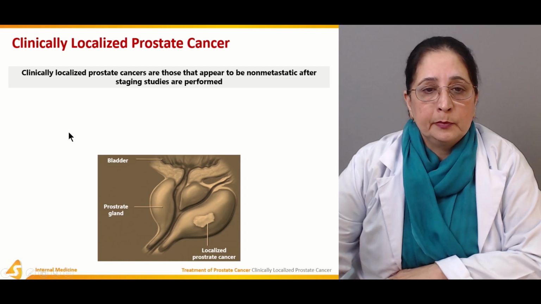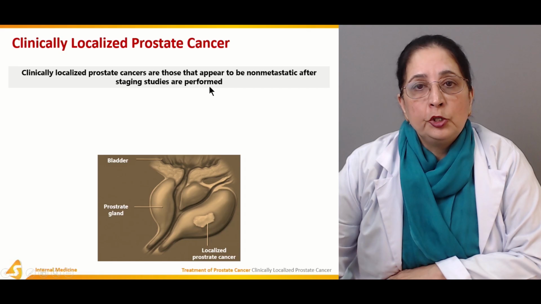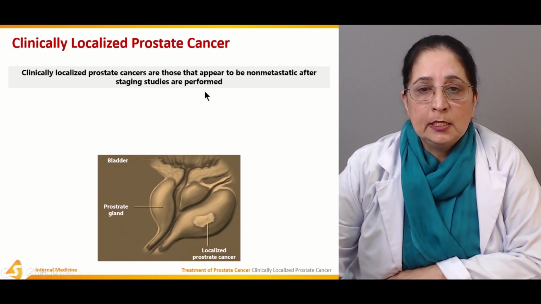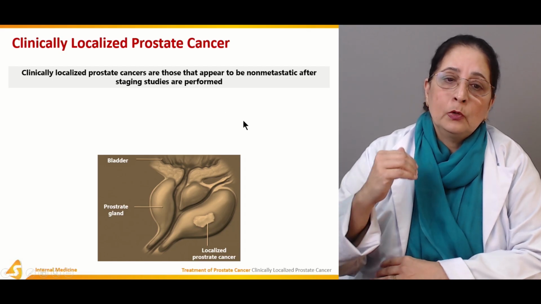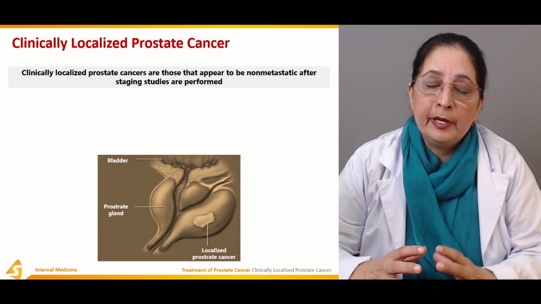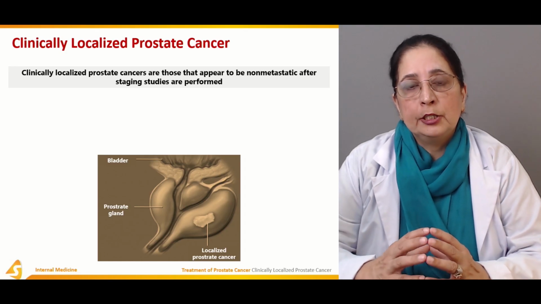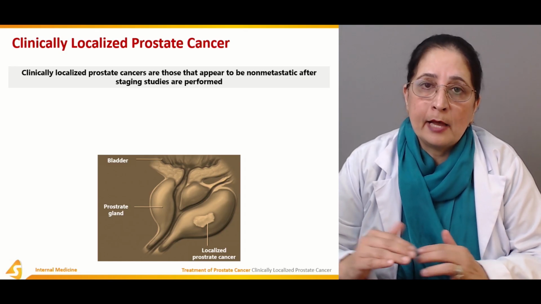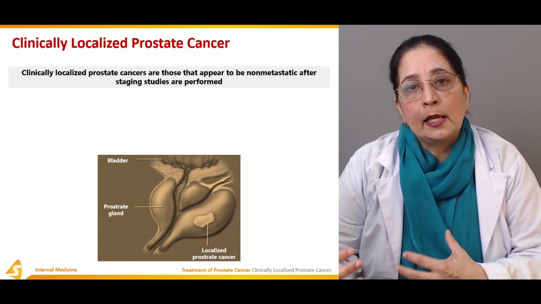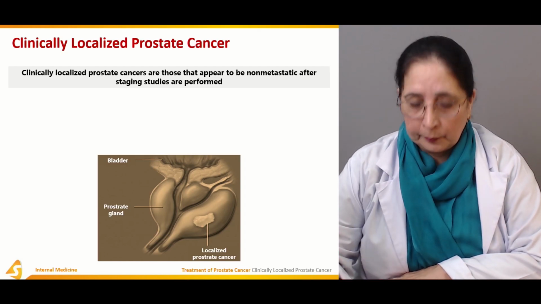Clinically localized prostate cancers are those that appear to be non-metastatic after staging studies are performed. So localized prostate cancer, as this definition tells us very clearly, is the localized type of cancer which is limited to the prostate after the staging is performed, and after the staging it tells us that it is not metastasized. So that's the localized prostate cancer.